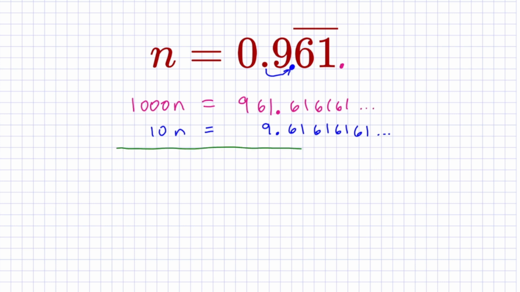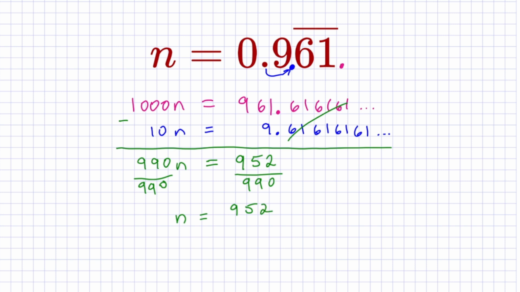So if I subtract these two lines carefully, I have 990n. Notice how that's different from the previous examples we've done. 990n. But here, these decimals are going to cancel out. I have to carefully subtract 9 from 961, which is 952. Then dividing both sides by 990, we get n equals 952 over 990.